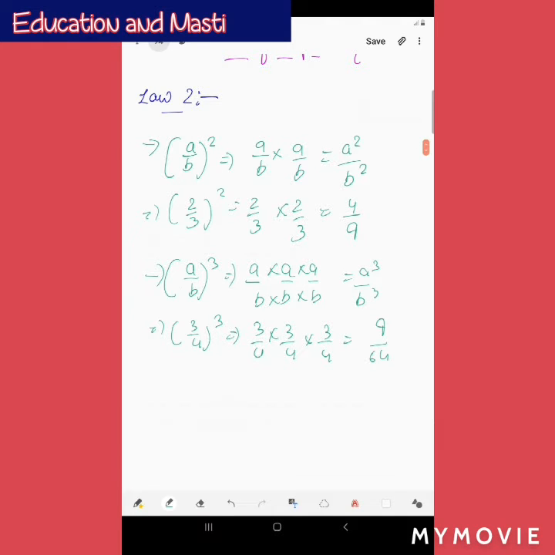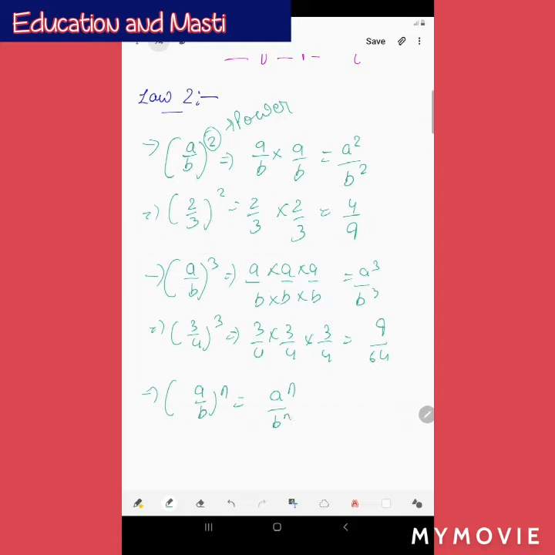Similarly, we can take any integer or any index. Like in place of 3 I will write 4, 5, 6 or any number. The same thing will happen. No changes will be there. Only the index or the power will change if we apply this formula. Okay, so now one more important formula we are going to deal with is (A by B) to the power n equals A to the power n by B to the power n.